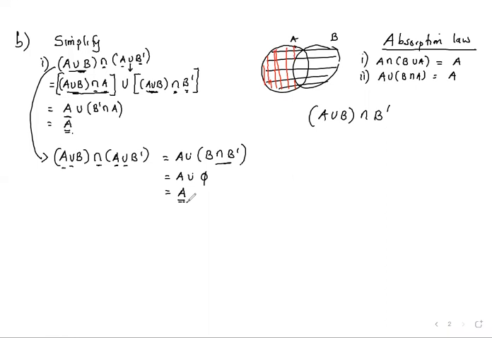Now it's easy. Thank you for that. What about this one? A complement union A intersection B complement.